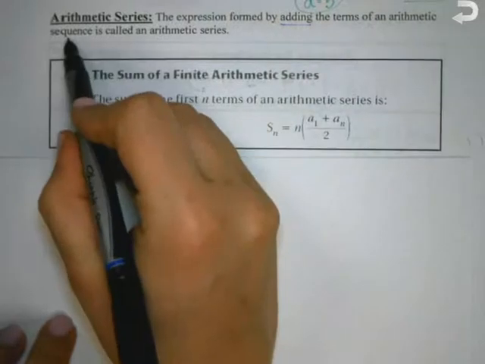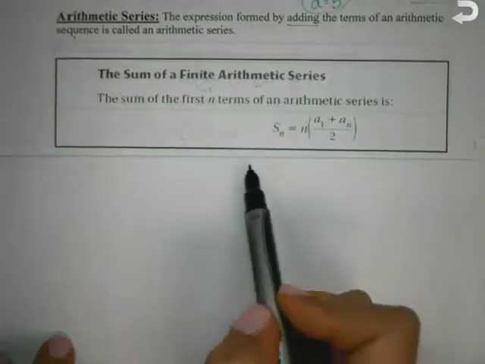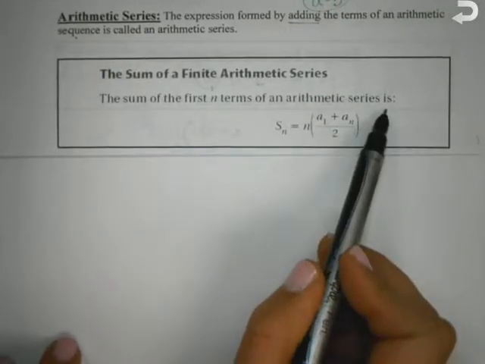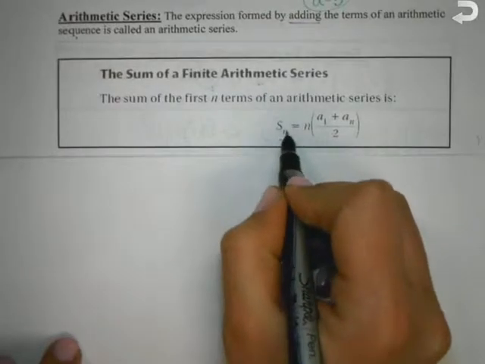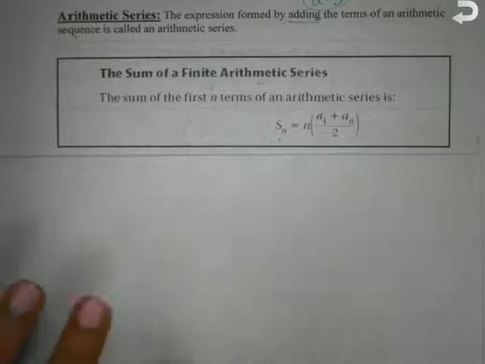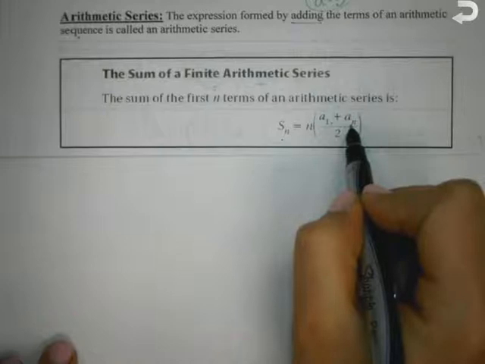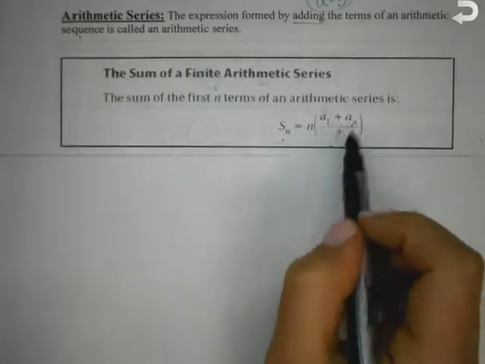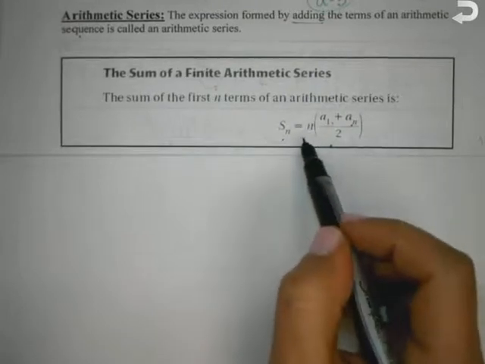The sum of the first n terms of an arithmetic series is S sub n, that stands for the sum. Whatever you plug in for n, like if I plugged in 5, it means the sum of the first 5 terms, equals n times the first term plus the last term, divided by 2. So you're taking the mean of the first and last term, and then you're multiplying it by the number of terms that we added together. So you take the first and last term, divide by 2, multiply by how many terms there are.